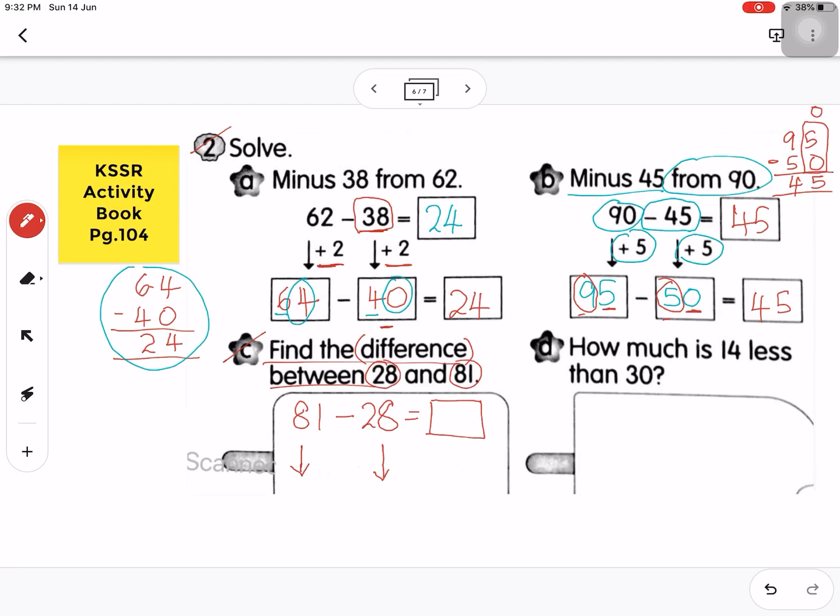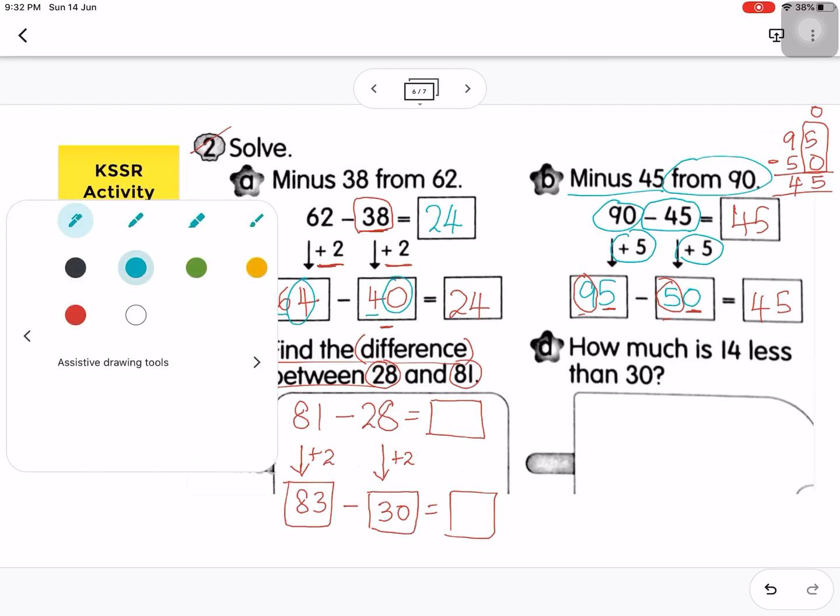So 28, I count on 29, 30. 28 add 2 more, we get 30. So 81, I also need to add 2 more, because I need to do the same thing as the number in the middle. 81, 82, 83 will become 83. Now 83 minus 30 is how many?